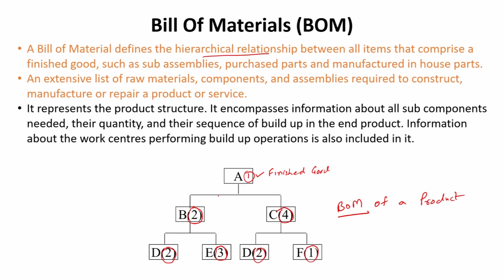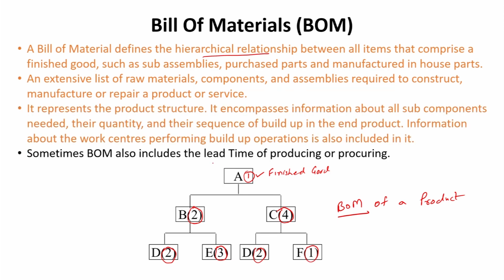Here we have seen only 3 hierarchy levels, but in certain cases this hierarchy may be 8 to 10 levels also. So, depending upon the complexity in the manufacturing of a product, this hierarchy structure can be even more deep in nature. And along with the sequence of build up in the end product, information about work centers performing the build up operation can also be included. You can also write at which workstation B is getting manufactured, at which workstation C is getting manufactured, whether it is a bought out component or an in-house manufactured component.